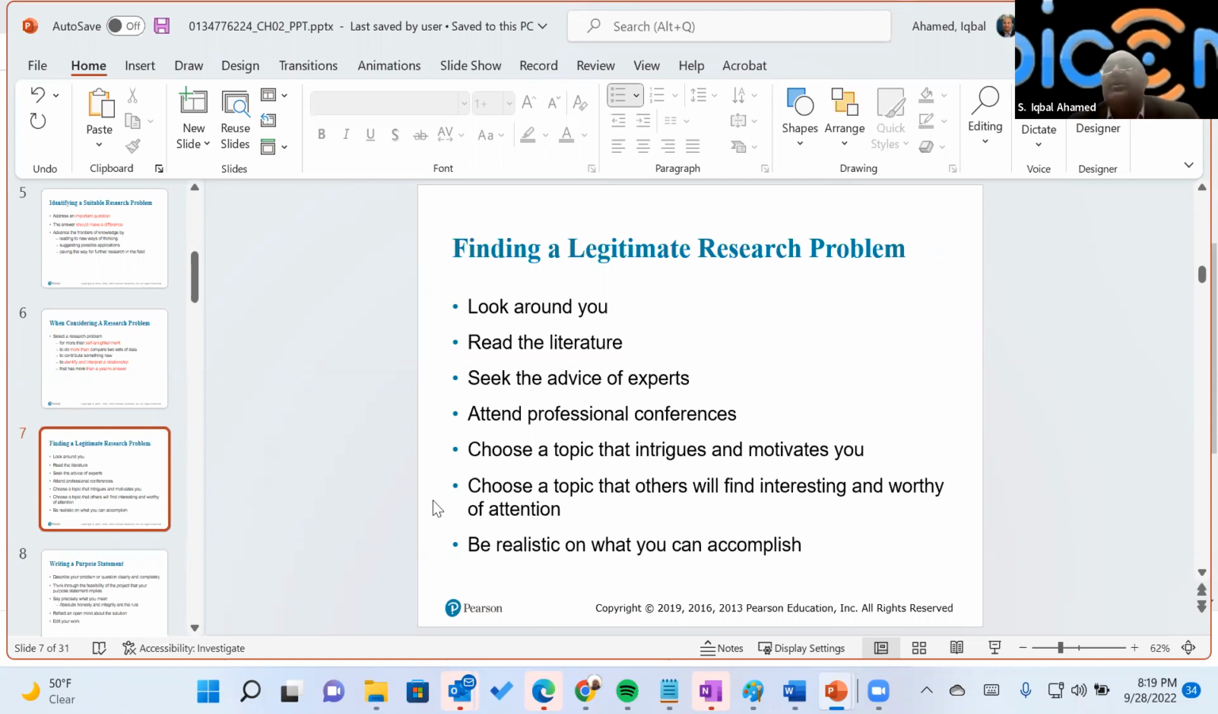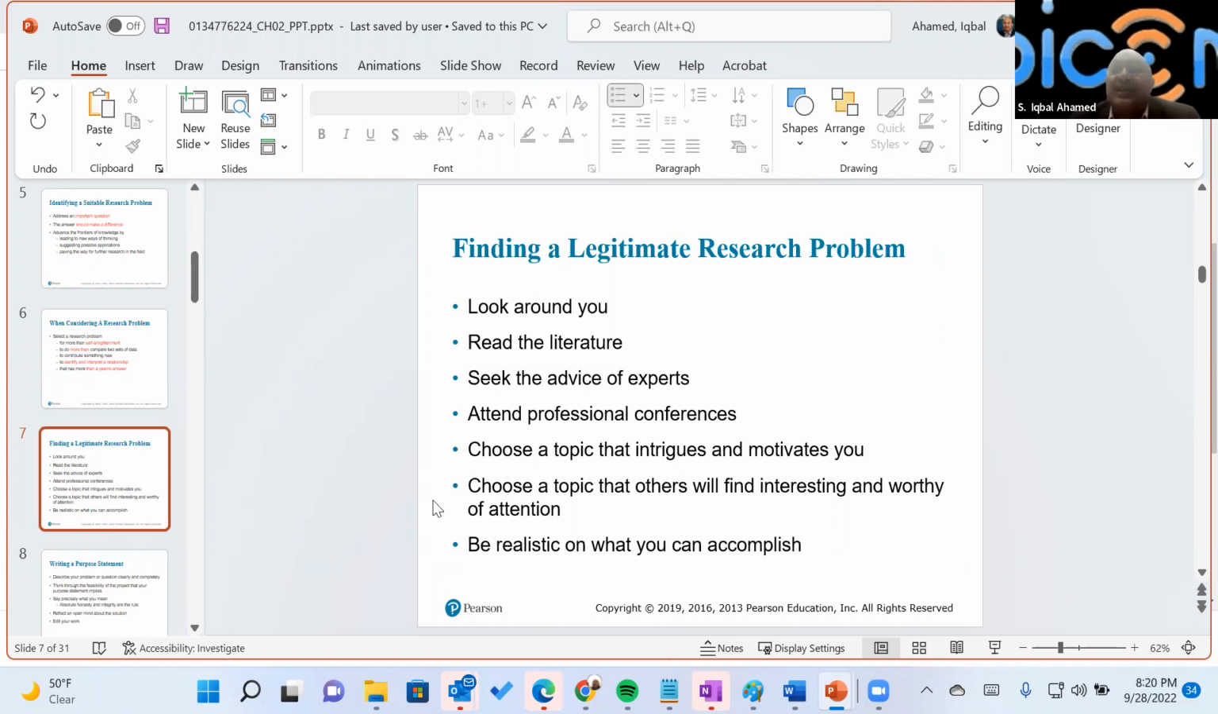Even if it is not your area, it's okay to go there and see, because when you go there, you'll see how people present. You see how people ask questions, and how the person is answering. Those are really important. It may trigger something even in your research problem. So, attending professional conferences and talks, as I mentioned.